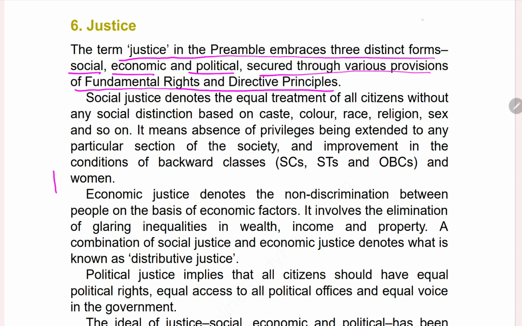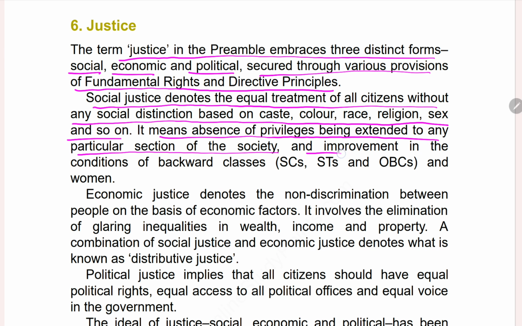Now, what is the meaning of social justice? Social justice denotes the equal treatment of all citizens without any social distinction based on caste, color, race, religion, sex, and so on. It means absence of any privileges being extended to any particular section of the society, and an improvement in the condition of the backward classes like SC, ST, OBC, and women. So whenever we talk about reservation or a particular prerogative right for the SC, ST, and OBC, we are actually talking about promotion of justice in society for those backward classes. This is called social justice. There is no privilege to a particular section, and if one section of society is lagging behind, we need to improve the condition of that section through social justice particularly.